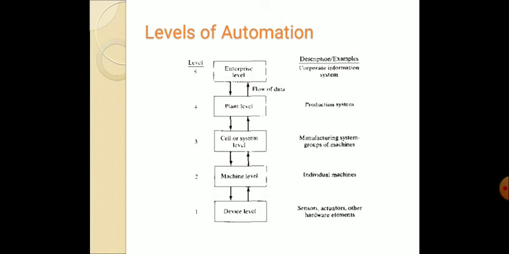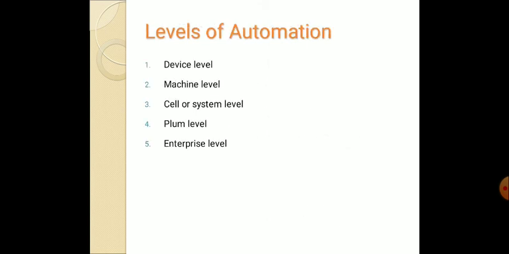Last one is the enterprise level. This is the highest level consisting of the corporate information system. It is concerned with all the functions necessary to manage the company. Marketing and sales, accounting, design, research, aggregate planning, and master production scheduling. So these are the levels of automation.